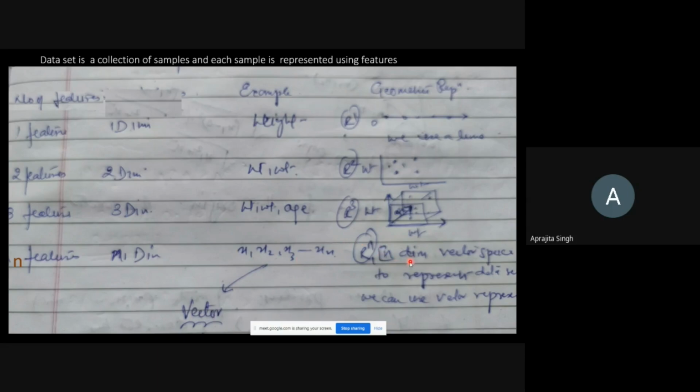For this, we have n-dimensional vector space. It is very difficult to visualize it. So we say that it is an n-dimensional vector space that we are using to represent this data. And this is what is called a vector. So a vector could be two features, three features, five features, or even one feature.